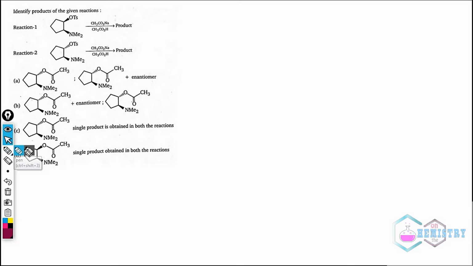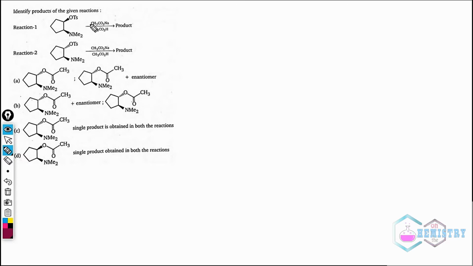Now this question, there are two reactions, that is reaction 1 and reaction 2, and identify the products. So the first area before the semicolon is the product of the first reaction, and the second part is the product of the second reaction. So in the first option, reaction 1 gives one product and reaction 2 gives 2 products, and so on. Let's find out. The reaction is basically very basic.